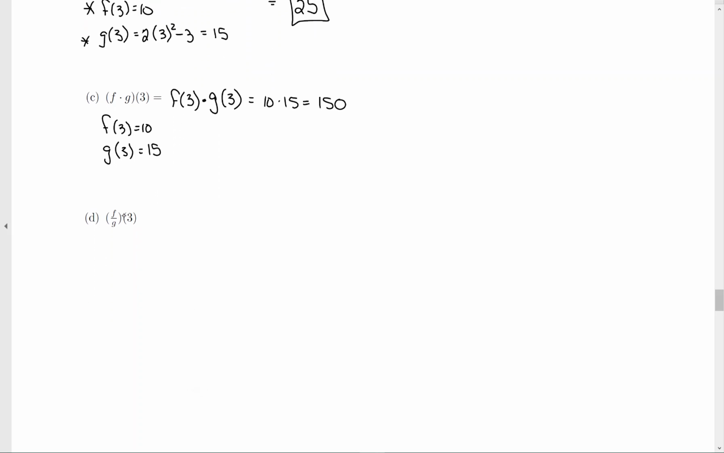And then for letter D, f divided by g of 3 is the same as f of 3, which we already found, divided by g of 3, which again we've already found. So f of 3 is 10, g of 3 is 15. We're going to leave it as an exact answer, but we're going to reduce the fraction. 5 will go into both 10 and 15, and it'll reduce down to 2/3. 5 goes into 10 twice, 5 goes into 15 3 times.